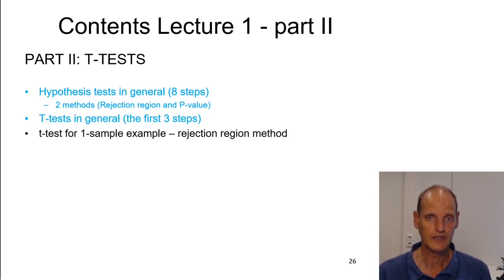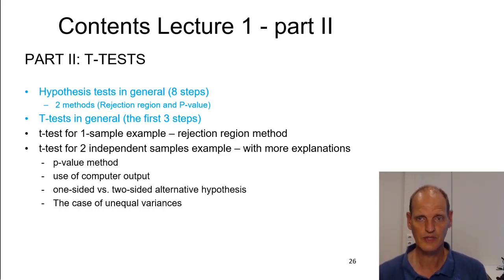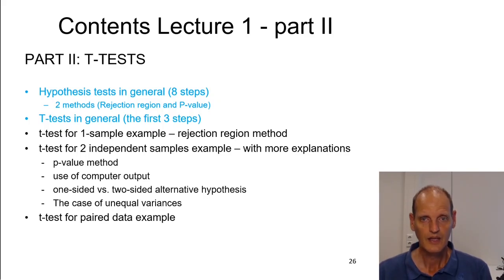Then we will see how to do a t-test for a 1 sample example, and we will then use the rejection region method for the example on tall students. Then we will discuss the sheep example again with t-tests. We will look at the p-value method. We will look at the use of a computer output, one-sided versus two-sided alternative, and the case of unequal variances. Finally, we have a short example again of the paired data t-test.